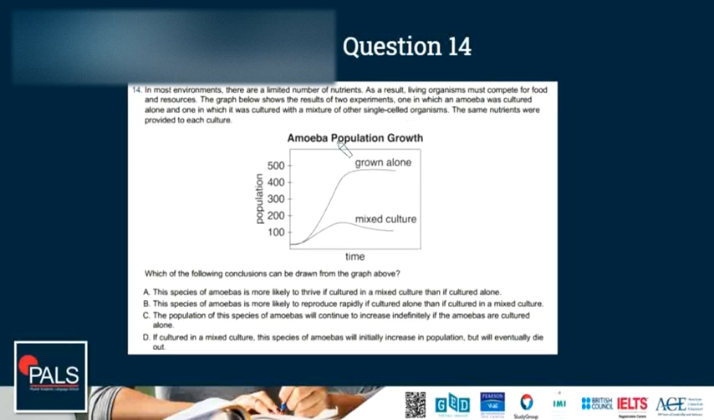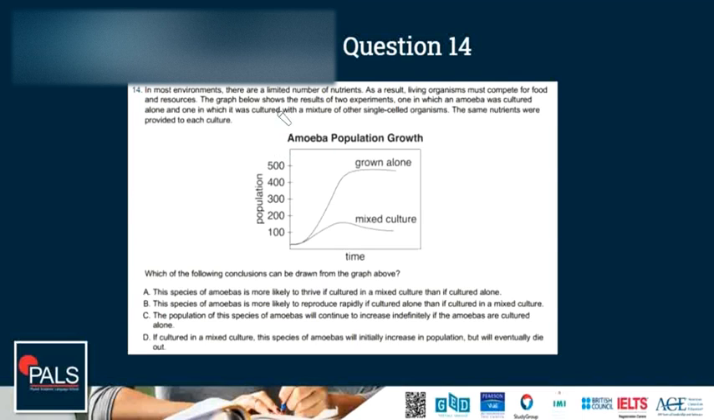Next question. In most environments, there are limited numbers of nutrients. As a result, living organisms must compete for food and resources. The graph below shows the results of two experiments, one in which an amoeba was cultured alone and one in which it was cultured with a mixture of other single-celled organisms. The same nutrients were provided to each culture. An amoeba is a single-celled organism as well, to clarify that.